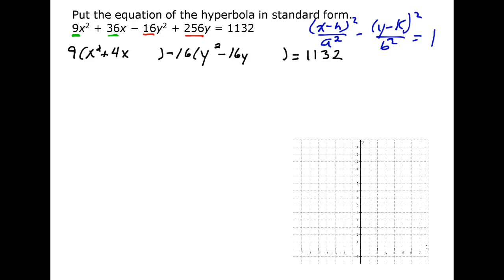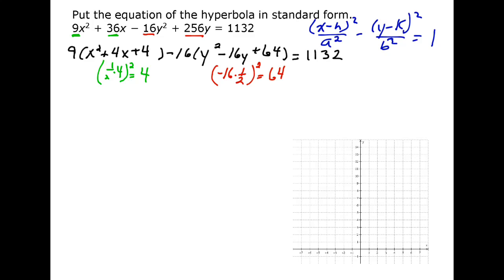So let's go ahead and complete the square. On the x's, we take 1/2 times 4 and square that. So 2 squared is 4, and we get 4. So I'm going to put a plus 4 here. And then on the y terms, we have negative 16 times (1/2 of 16) squared. So that's negative 8 squared, or 64. So I'm going to add 64 here.